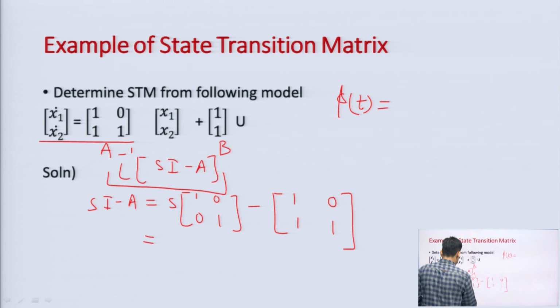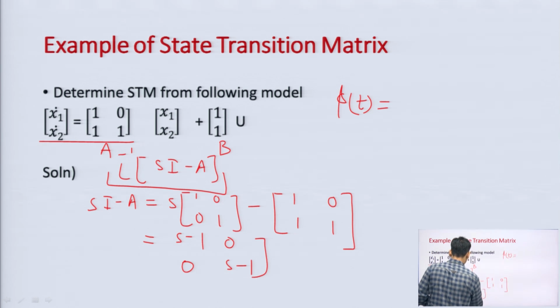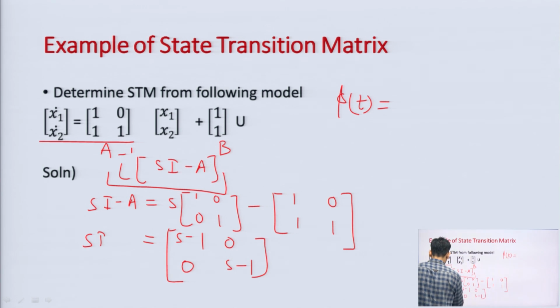And I can say this is [s-1 0; -1 s-1]. This is coming after the subtraction. So, this is sI - A. Now, I need to take its inverse, right. Sorry, not the Laplace inverse, I had to take the inverse of this matrix, its inverse is required here.